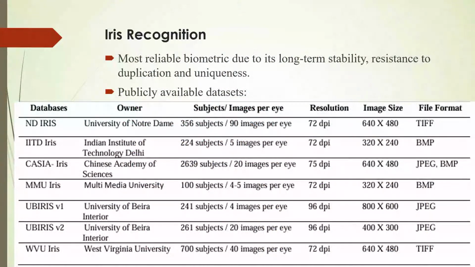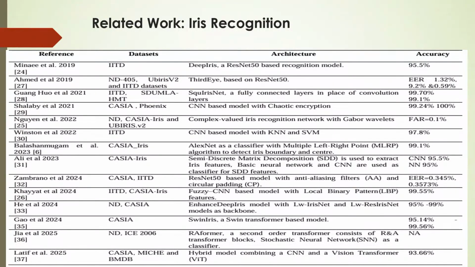Fingerprint recognition is the most widely used and most prominent due to its uniqueness, universality and permanence. The publicly available data sets we have for fingerprints are summarized here. This is the literature review for fingerprint recognition for the last 6 years, 2019 to 2025. Iris recognition is the most reliable biometric due to its long-term stability, resistance to duplication and uniqueness. The data sets that we have available publicly are summarized here. This is the related work for iris recognition.